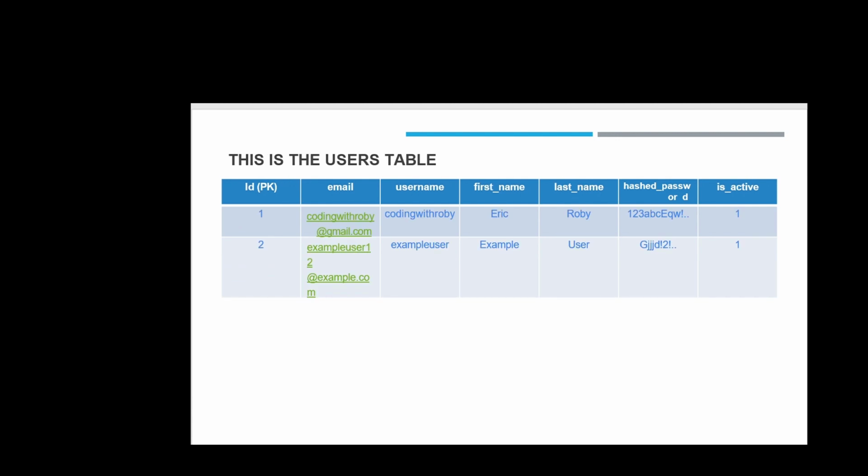Let's say we have the example data here. This is the ID, the email, the username, coding with Robbie, first name Eric, last name Robbie, the hashed password, and is active, whether 0 or 1. 1 means is active.